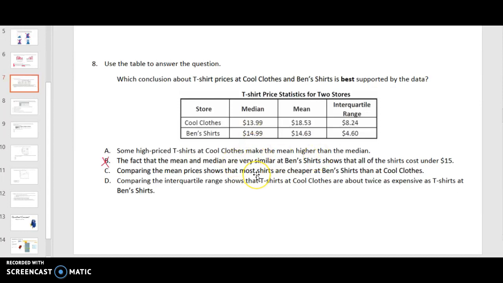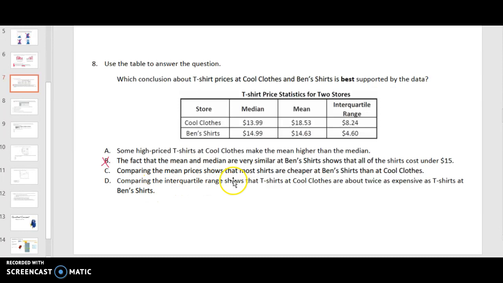Comparing the mean prices shows that most shirts are cheaper at Ben's than at Cool Clothes. Well, let's look at the mean. Most shirts are cheaper at Ben's than at Cool Clothes. Well, that's not wrong. So we see that the mean is lower at Ben's. But the median for Cool Clothes is smaller. So there are other prices in here that could pull down the median.